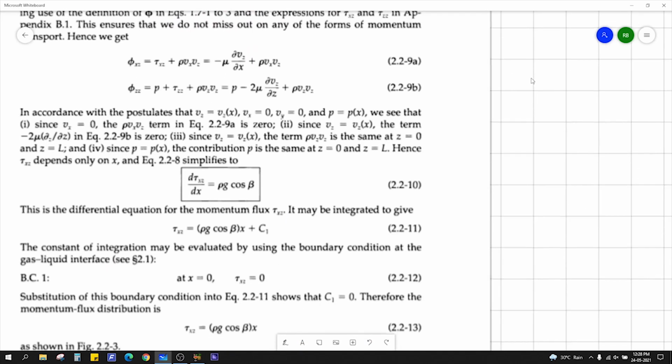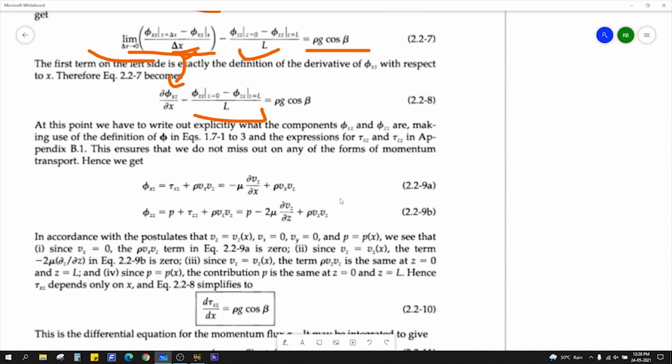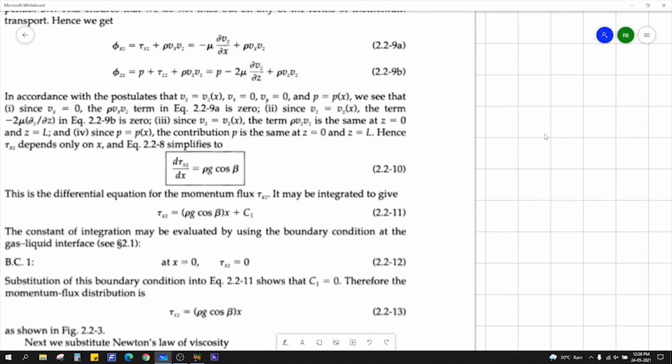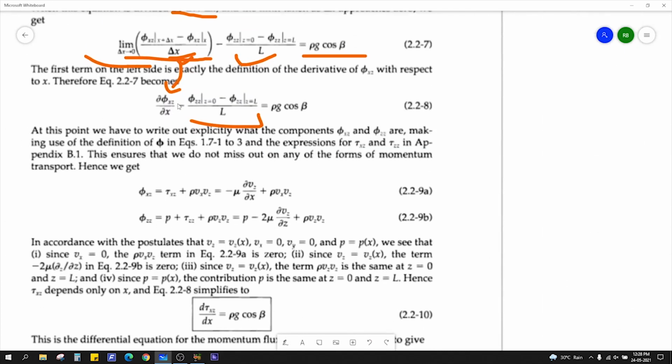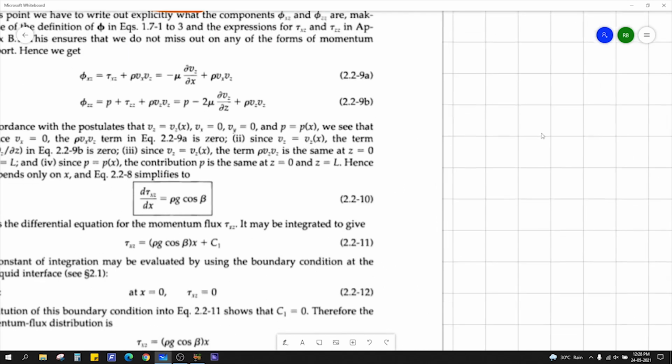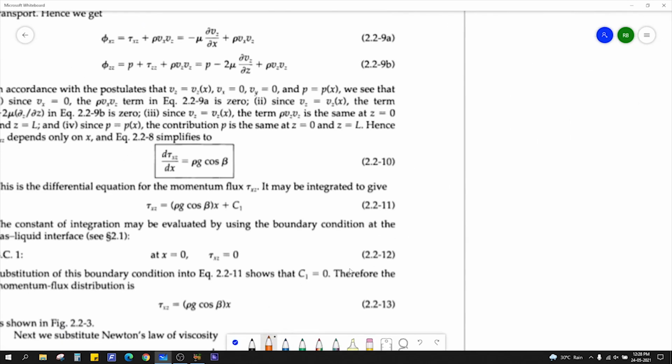Now they have simplified here. You could have done this first and directly put it, or vice versa. It's your choice, whichever is convenient for you. Now we only have phi xz and phi z equal at 0 and this. Now you see this one. So phi x is nothing but tau xz plus rho vx. This becomes 0, I told you, because vx is 0, right? So this will only remain with this one. This will become 0.